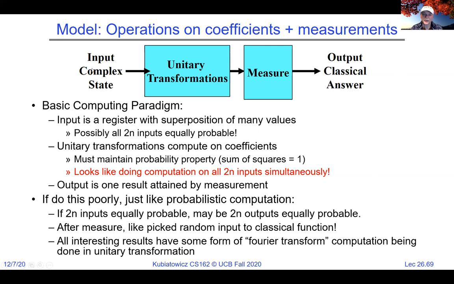What we'd like is for it to be such that if you put in an input that's a complex combination of possible inputs, you run it through a quantum computer, and you measure, the output is with high probability some answer that was hard to find. That's what we would like. If the 2^n inputs are equally probable, there could be 2^n outputs that are equally probable. What we'd like is the probability of the outputs to be piled up high on the answer we want. And it turns out that something like the Fourier transform does the trick. If we can do a Fourier transform on some input, we can actually get an interesting output.